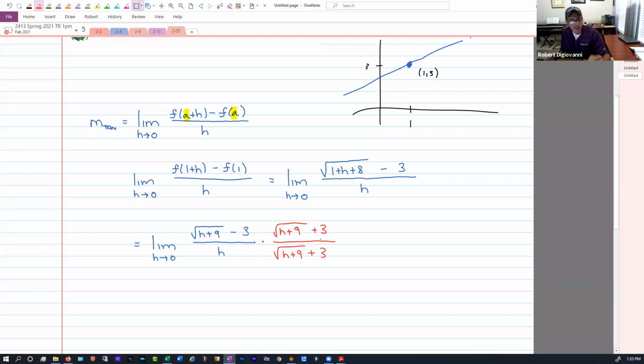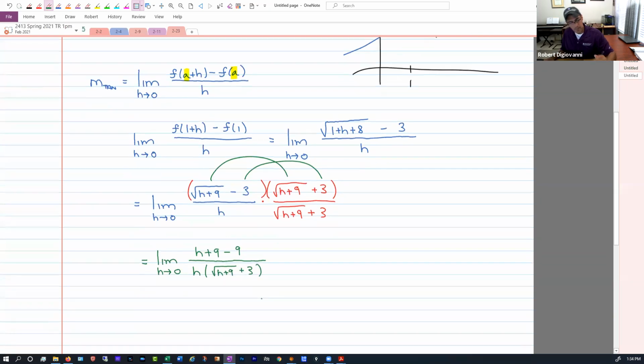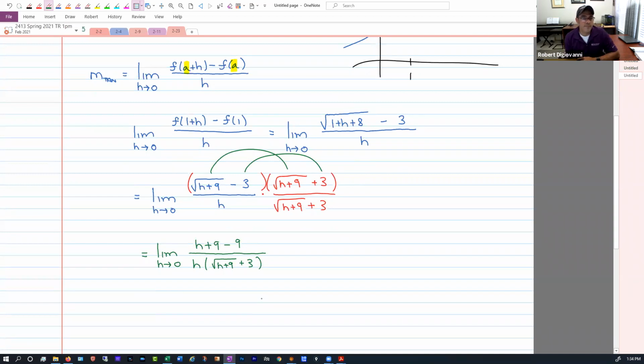This is very similar to what we did before. It's not real different, but it's still a little bit different. So I'm going to go here to here, making sure I write my limit down again. The root goes away, I get h plus 9. And then I only have to worry about this part, that's going to give me minus 9. And then on the bottom, I'm not going to multiply that h through. I'm just going to leave it to the side of this conjugate. Do you all see what happens?